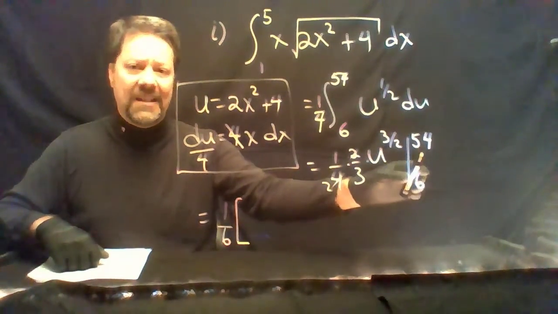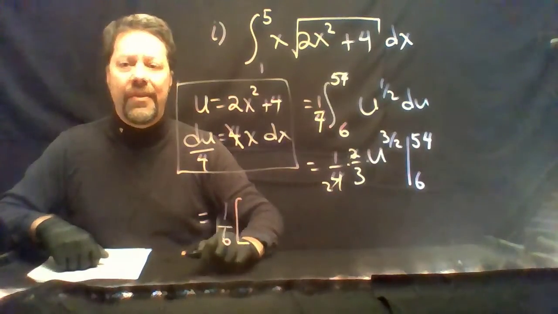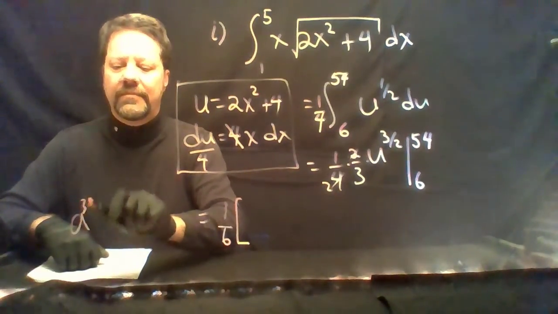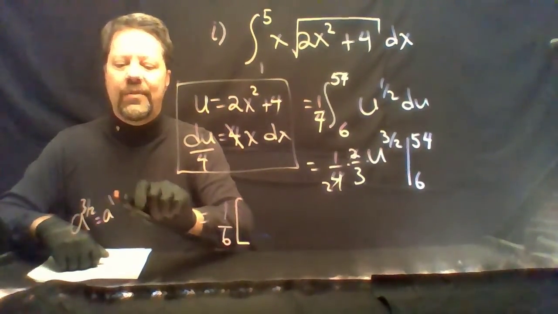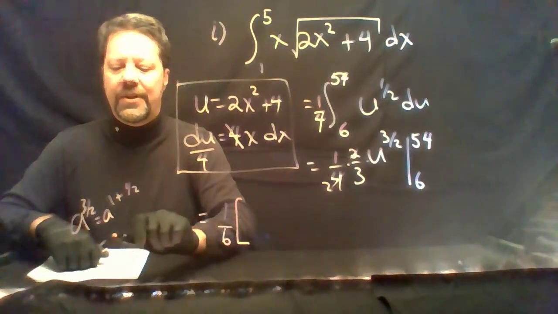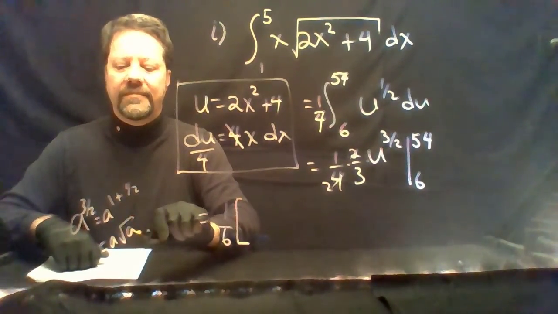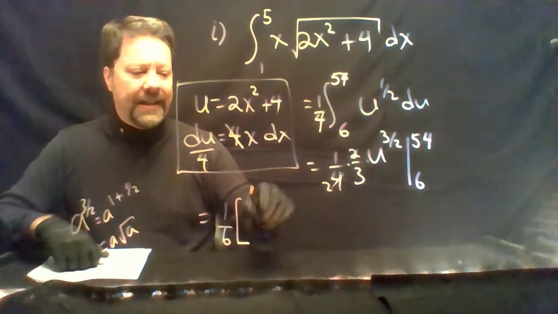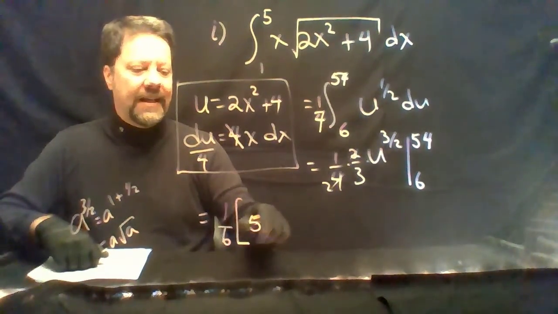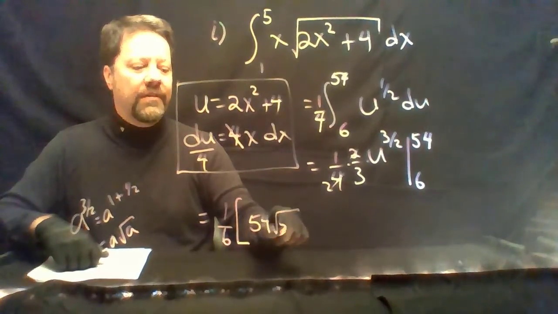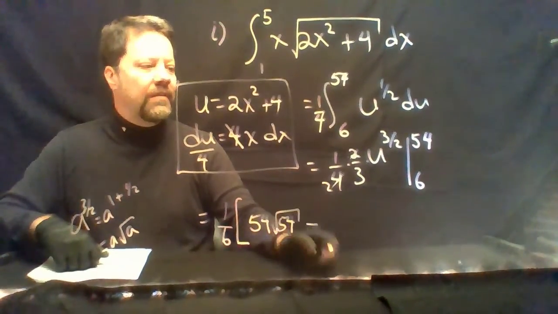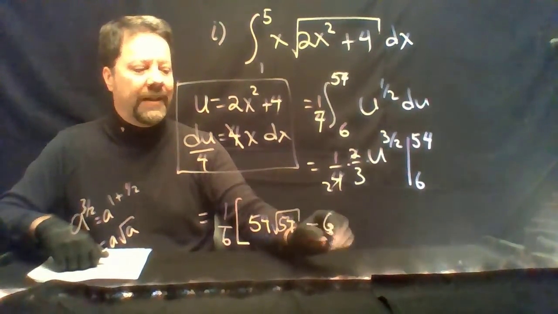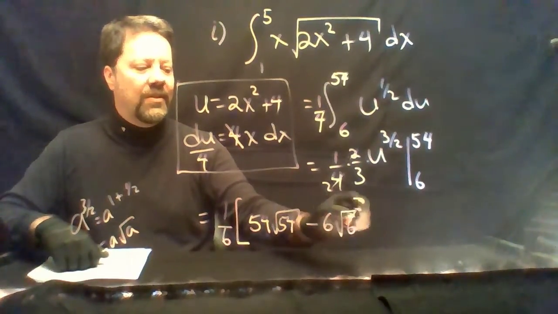Whenever we take a number and raise it to the 3/2 power, that's a to the 1 plus a half, or just a root a. 54 is divisible by 9, but first let's just write this as 54 root 54 minus what we get when we plug in 6, which is 6 root 6.